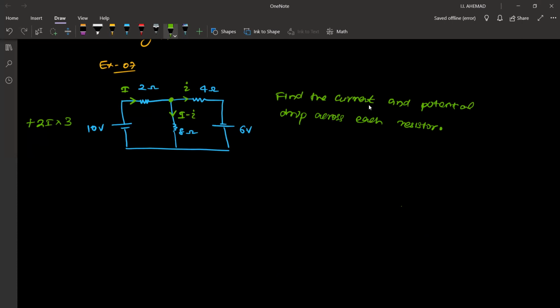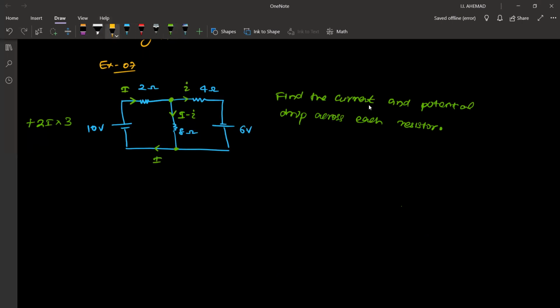Agree? Because in this junction the current divides. Again, here the current will combine. The current through each branch will combine and become I. Okay?